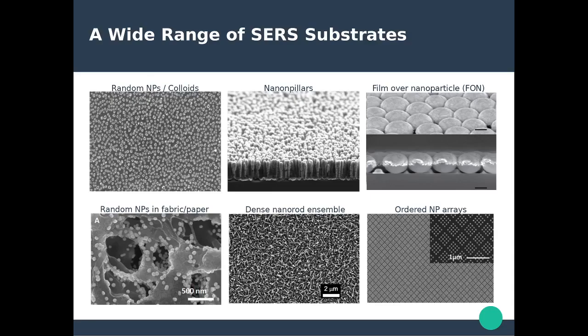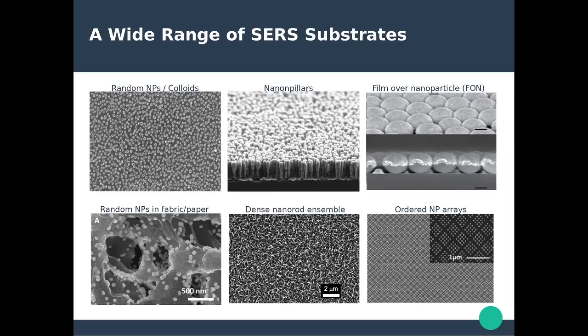So there's been over the years a wide range of substrates that have been developed, going from randomly oriented nanoparticles, very dense nanorod arrays, ensembles or more organized pillars, to three-dimensional substrates where you have nanoparticles that are really embedded into the fibers of paper or fabric. And even more sophisticated and highly organized nanoparticle arrays. The whole board game of the design of substrate is to achieve a very large density of plasmonic electromagnetic hotspots where you have highly localized electromagnetic fields.